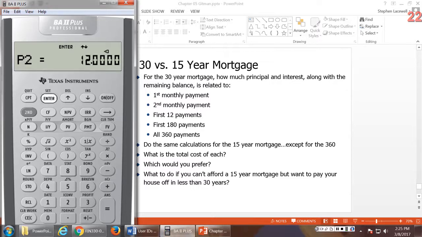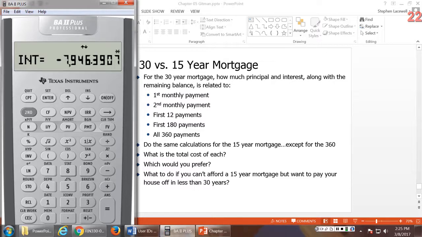press the enter key. Now, if I press my down arrow key, you'll notice that after I've made 12 payments the first year, I still owe $157,639.42. If I press the down arrow key again, I've paid a total of $2,360.58 in principal during the first 12 payments, and I've paid in interest $7,946.39.